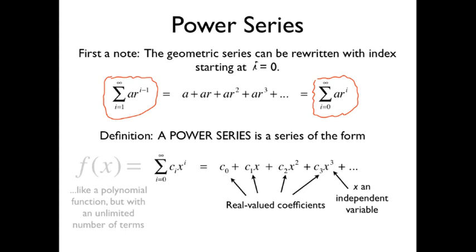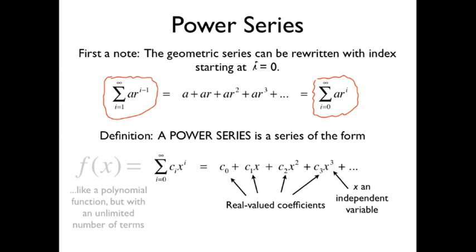Okay? So what this power series is like, it's like a function that's a polynomial, but the difference is you have an unlimited number of terms. So that's what we mean by a power series. So now we're talking about writing a function as a series, right? That function would be like an infinite polynomial, or a polynomial with an infinite number of terms.